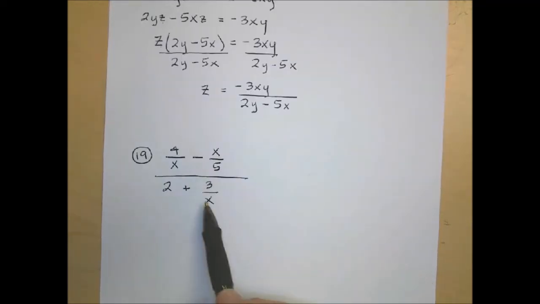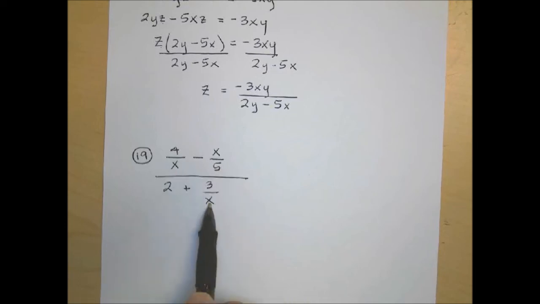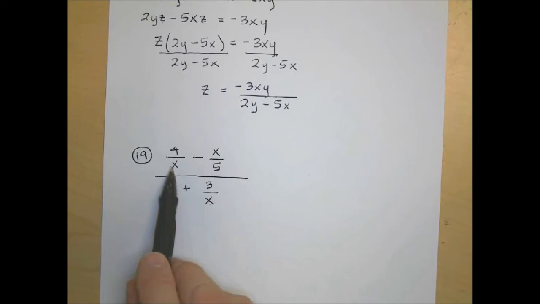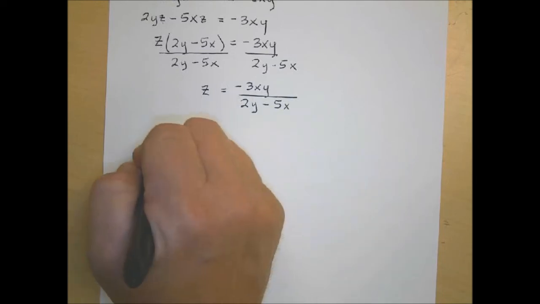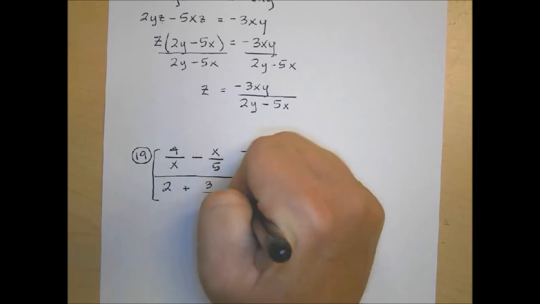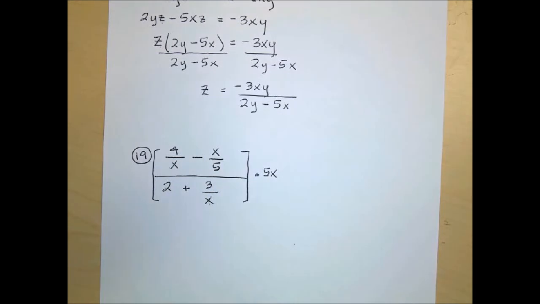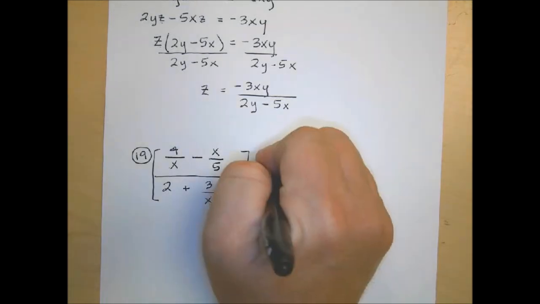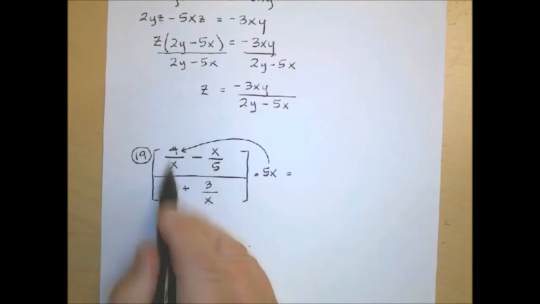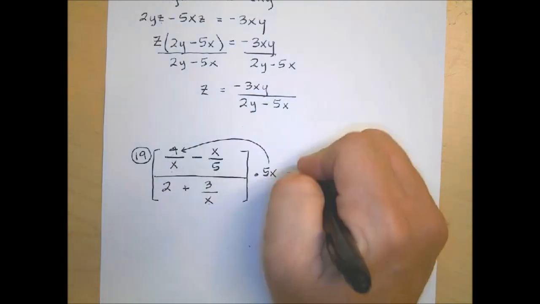Now, problem number 19, we have a complex fraction, fractions within fractions, and again, the idea is going to be clean this whole thing up by removing these denominators right here. So, two of the denominators are x, one of them's 5, so the key is multiply every single term in this problem by the common denominator of 5x. And when you do, I promise you it's going to clean up. So, when 5x gets multiplied by 4 over x, the x's are going to cancel and you're going to be left with 20.